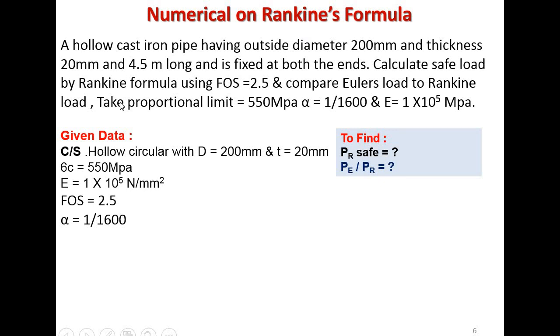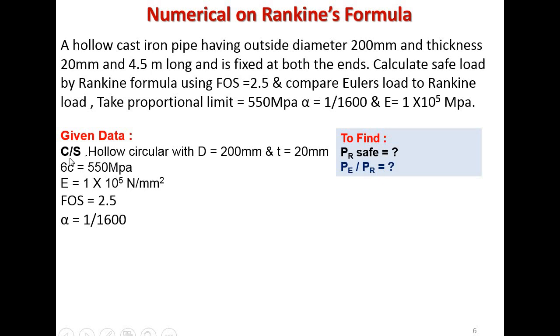So according to the statement, first we will write the given data. The cross section is important to calculate the moment of inertia. So the cross section is given as hollow circular with outside diameter 200 mm and thickness 20 mm, but the inside diameter is not given; by using this thickness we can calculate the inside diameter. Sigma c, that is crushing stress or proportional limit, is given as 550 MPa.